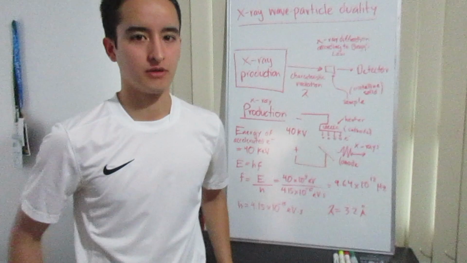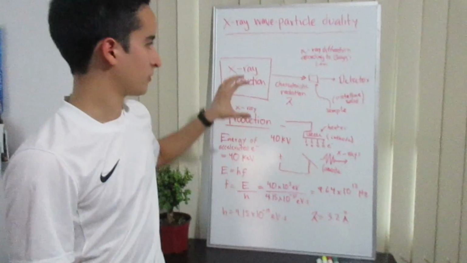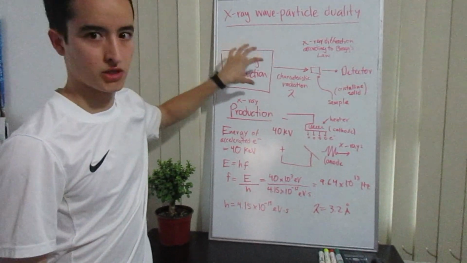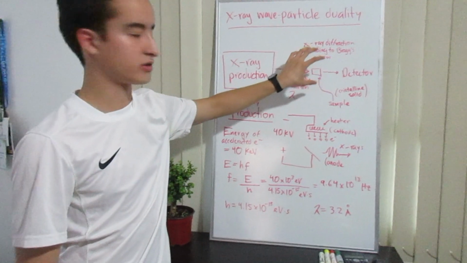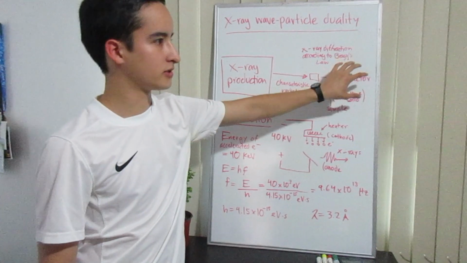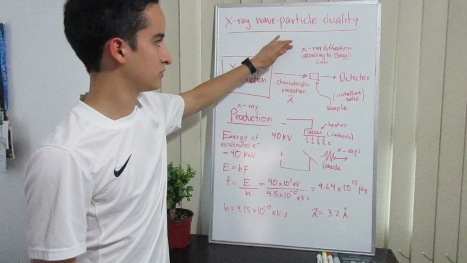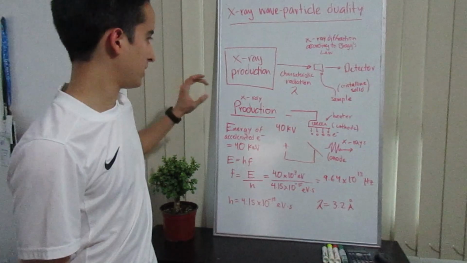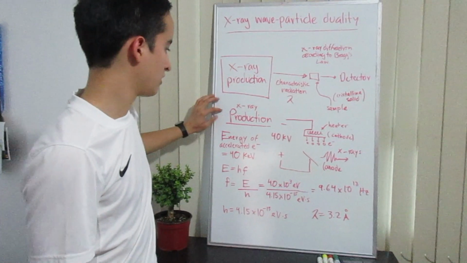We're going to talk about the X-ray wave-particle duality behavior. We have this experiment in which we deal with X-ray production, then a diffraction pattern governed by Bragg's law, and we're going to focus on the analytical side and the experimental side of the detection of these diffraction patterns. So first, let's think about the first step in the process, which is X-ray production.